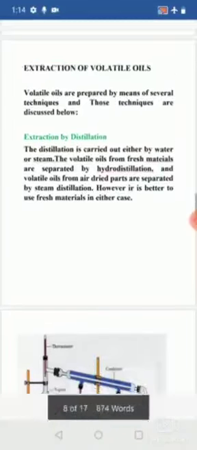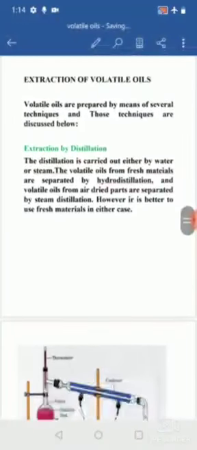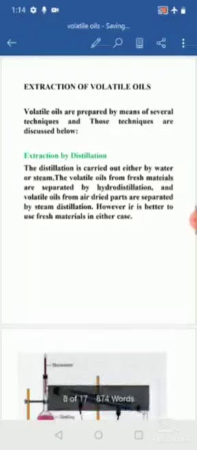Okay, so next method is the extraction of the volatile oil. So you are going to extract the volatile oil from the various parts of the plant where they are present. For example, in fennel and coriander, they are present in the fruits. In the orange and lemon, they are present in the peel portion. In tulsi and pudina, they are present in the leaf portion.